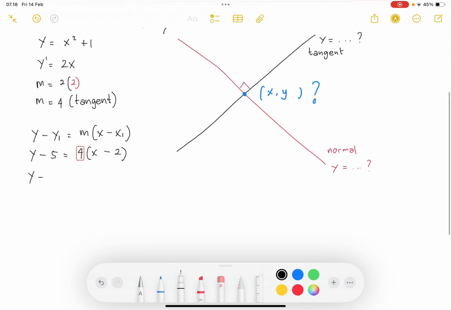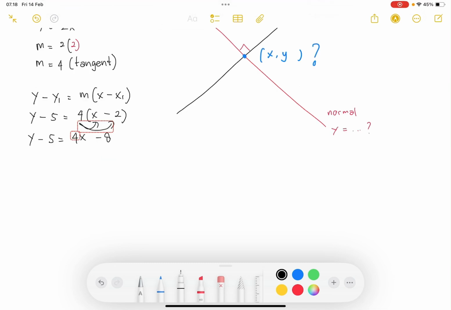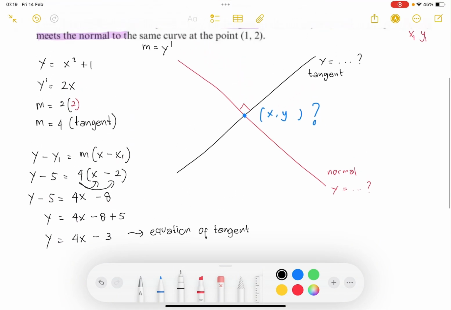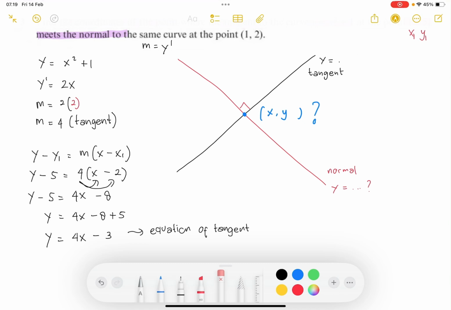So y minus 5 equals 4x minus 8. Expand the brackets one by one. Next, y equals 4x minus 8 plus 5, and minus 8 plus 5 is minus 3. This is already the equation of the tangent: y equals 4x minus 3. Okay, now let's write it here. That is for the tangent.